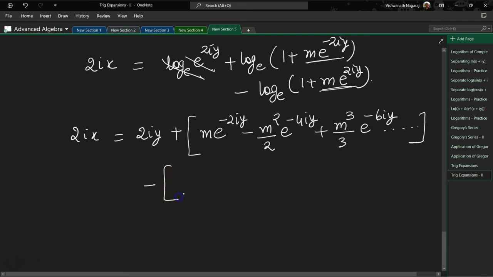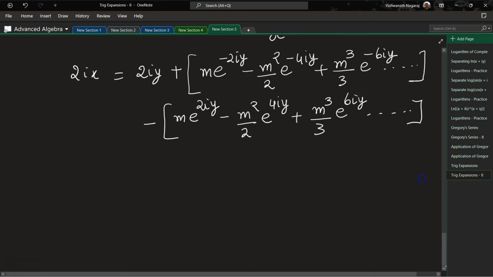Again, I do the expansion. So m e to the power of 2iy minus m square by 2 e to the power of 4iy plus m cube by 3 e to the power of 6iy and on. Okay. Now what do I do?